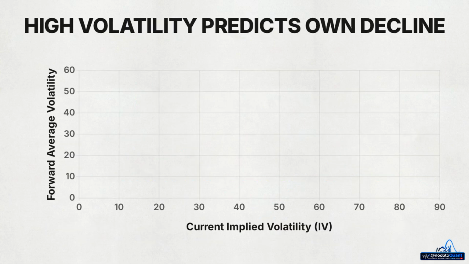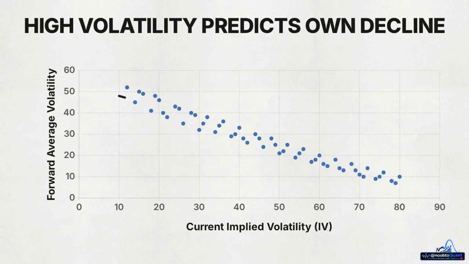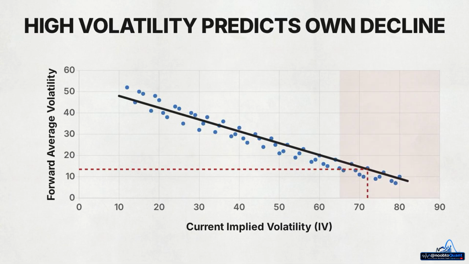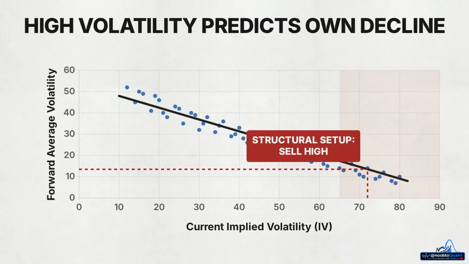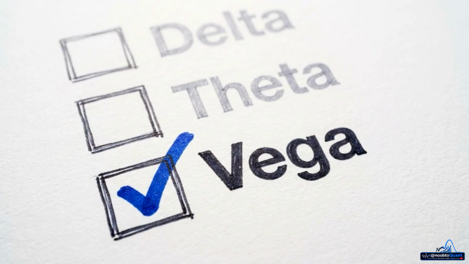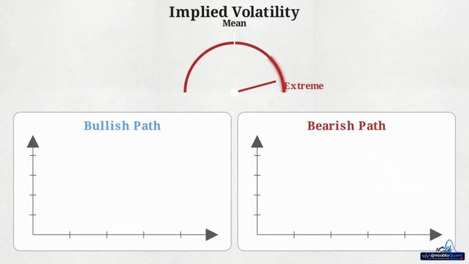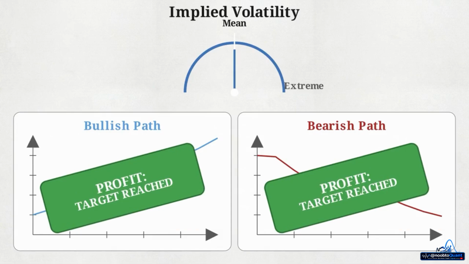This scatter plot visualizes that inverse relationship. When current implied volatility on the x-axis is high, the forward average volatility on the y-axis tends to be lower. High volatility often signals its own decline, creating a structural setup to sell high and buy back lower. By trading this mean reversion, you isolate the volatility factor. If you sell when volatility is high and it subsequently reverts to the mean, you can profit regardless of which way the underlying stock price moves.